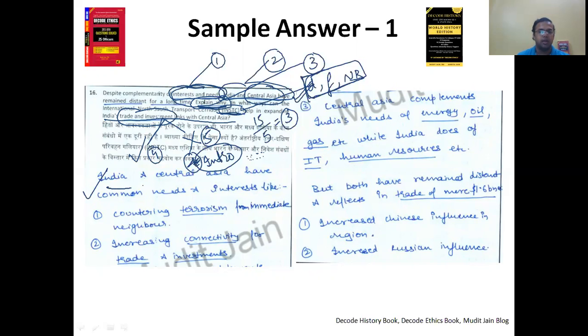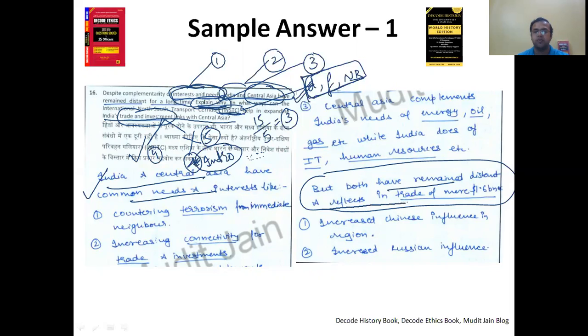Then this is right. India and Central Asia have common needs. I have told about needs. Then the second part we identified was that we have to prove that they have remained distant. But I have written only two lines for that. Both have remained distant, and this reflects in trade of a mere $1.6 billion. This fact must have been in the newspaper that year, and thanks to my note making strategy that I remembered this fact. So this is where your own notes will help you a lot. But still I could not answer the question well.